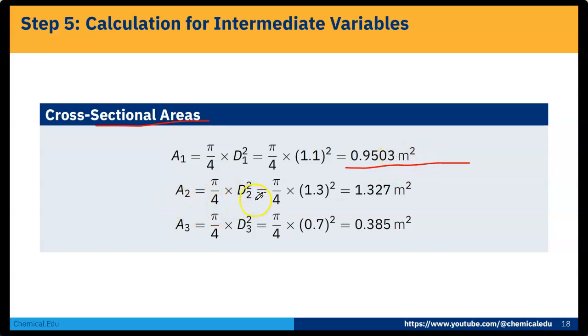A2 is pi by 4 into d2 square, so pi by 4 into 1.3 square, that is 1.327 meter square. A3 is pi by 4 into d3 square, so pi by 4 into 0.7 square, that is 0.385 meter square. As the diameters are given, we can easily find the cross sectional areas A1, A2 and A3.